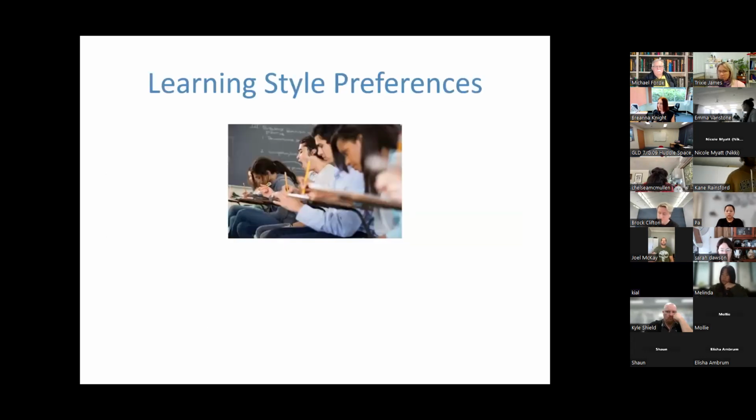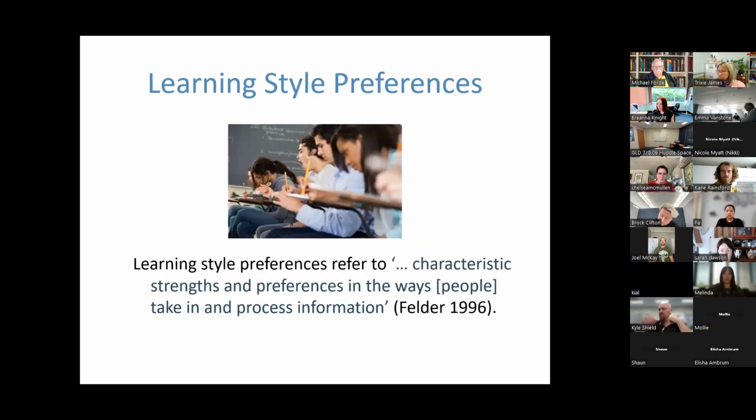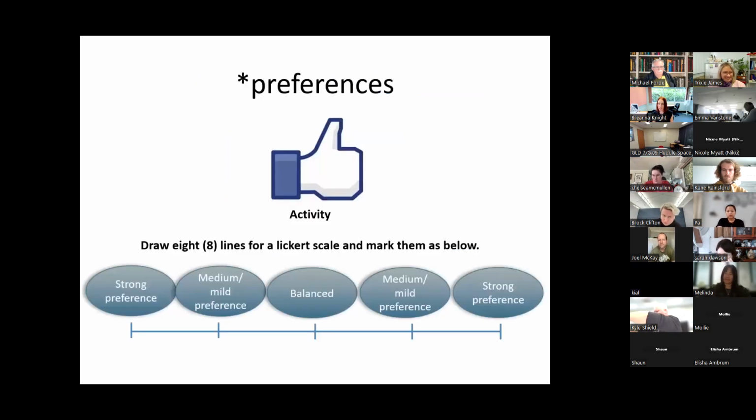So, learning styles are preferences. What I mean by a preference is that there are characteristic strengths and preferences in ways people take in and process information. That's the definition from Felder from 1996. And we're all, as I said, all different, all have different preferences. Now, I just want to spend a quick sec talking about the word preference, just to be clear. So a little asterisk there on preference before we start our activity.